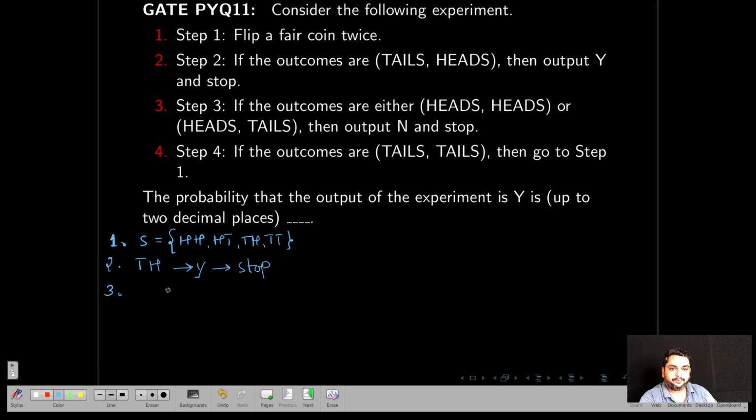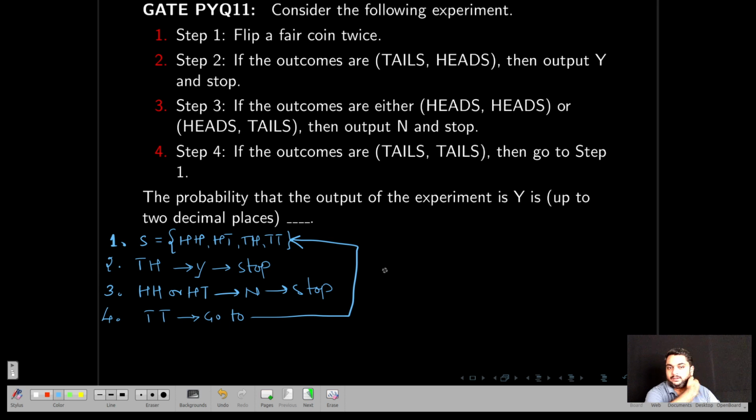Next, step 3, if the outcomes are either head head or head tail, then output N and then stop. Step 4, if the outcomes are tail tail, then go to step 1, is what they are saying. Okay, now the probability that the output of the experiment is Y.